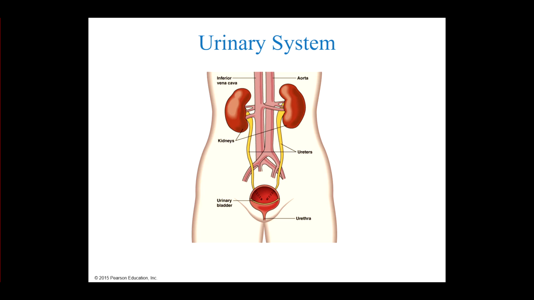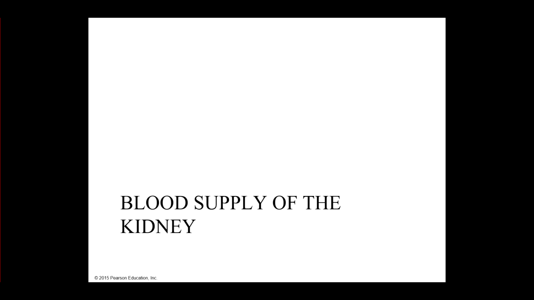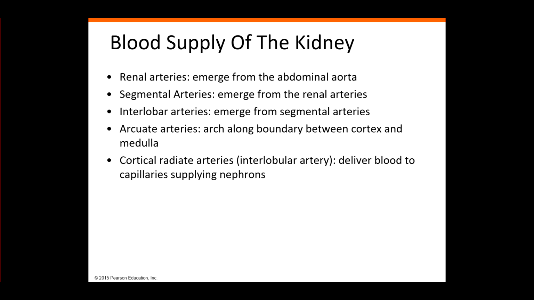In this lesson, we'll continue our discussion of the urinary system by taking a look at the blood flow within the kidney. There's both arteries and veins. If you think about it, one of the major functions of the kidney is to filter the blood, so there is an abundance of blood in the kidney at any time.